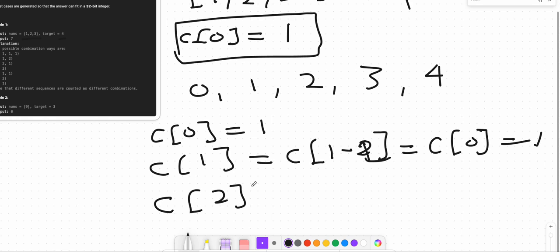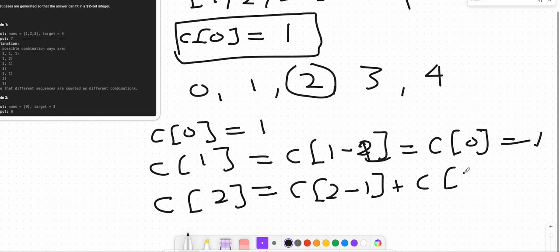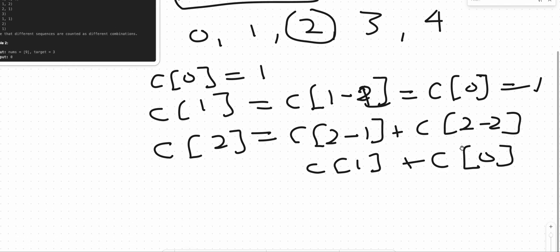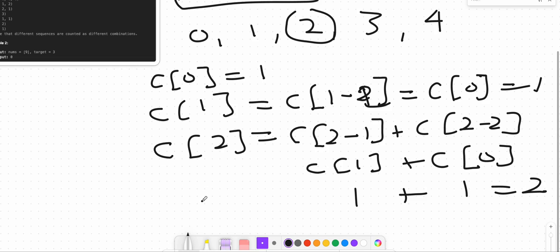Now C of 2. C of 2 is made from all the numbers less than or equal to 2, so C of 2 equals C of 2 minus 1 plus C of 2 minus 2. And what is this? 2 minus 1 is C of 1, and 2 minus 2 is C of 0. We know C of 1 is 1 and C of 0 is 1, so C of 2 is 2. And then so on and so forth.